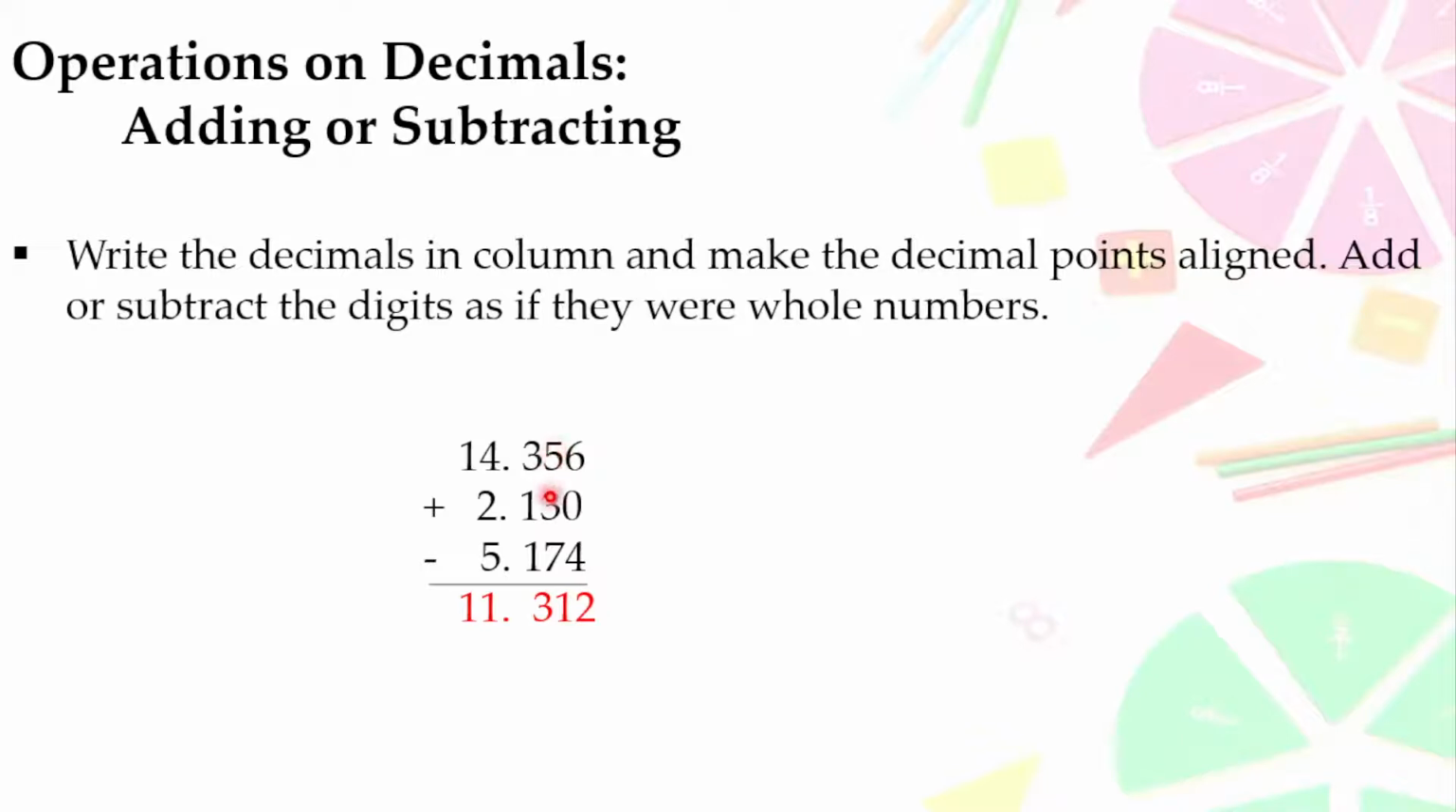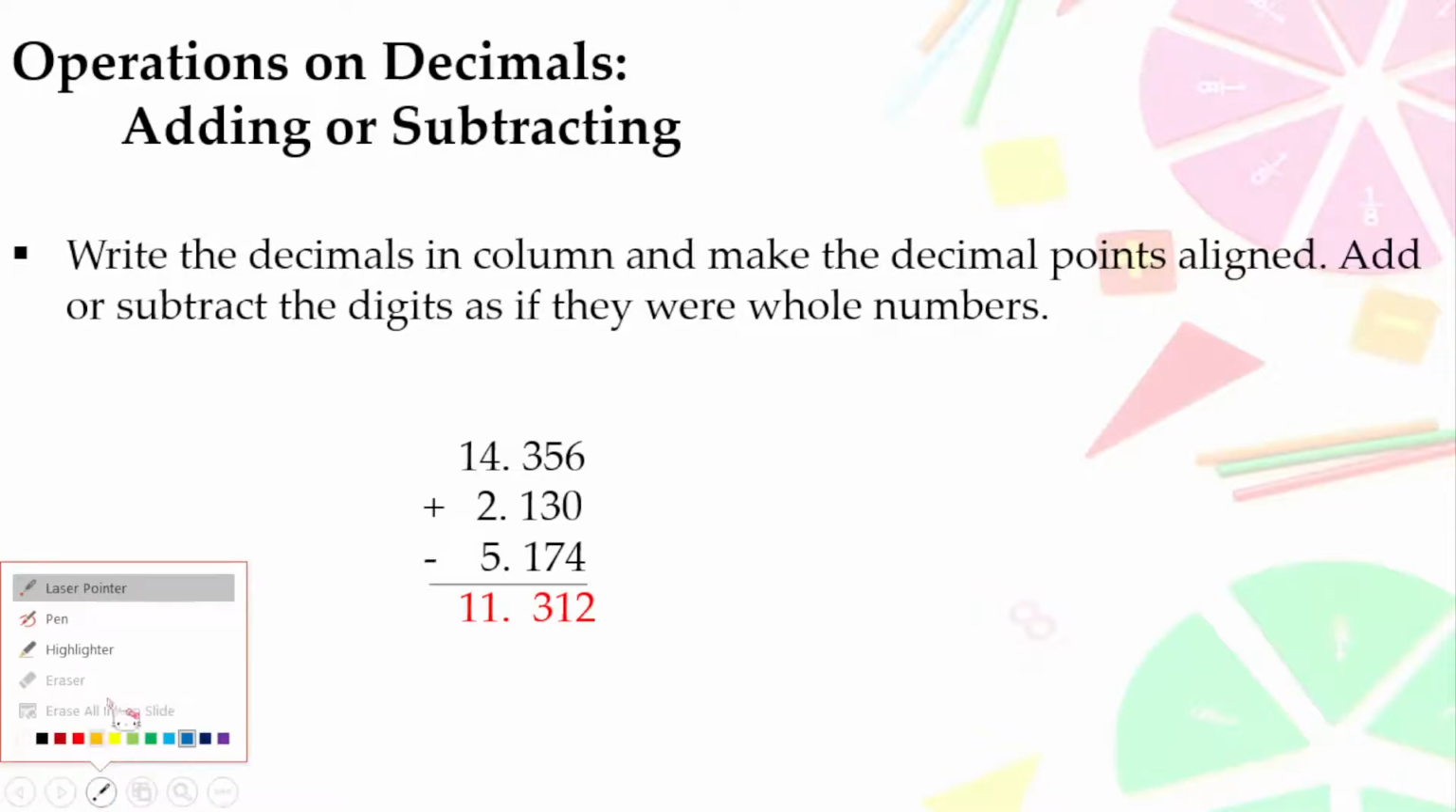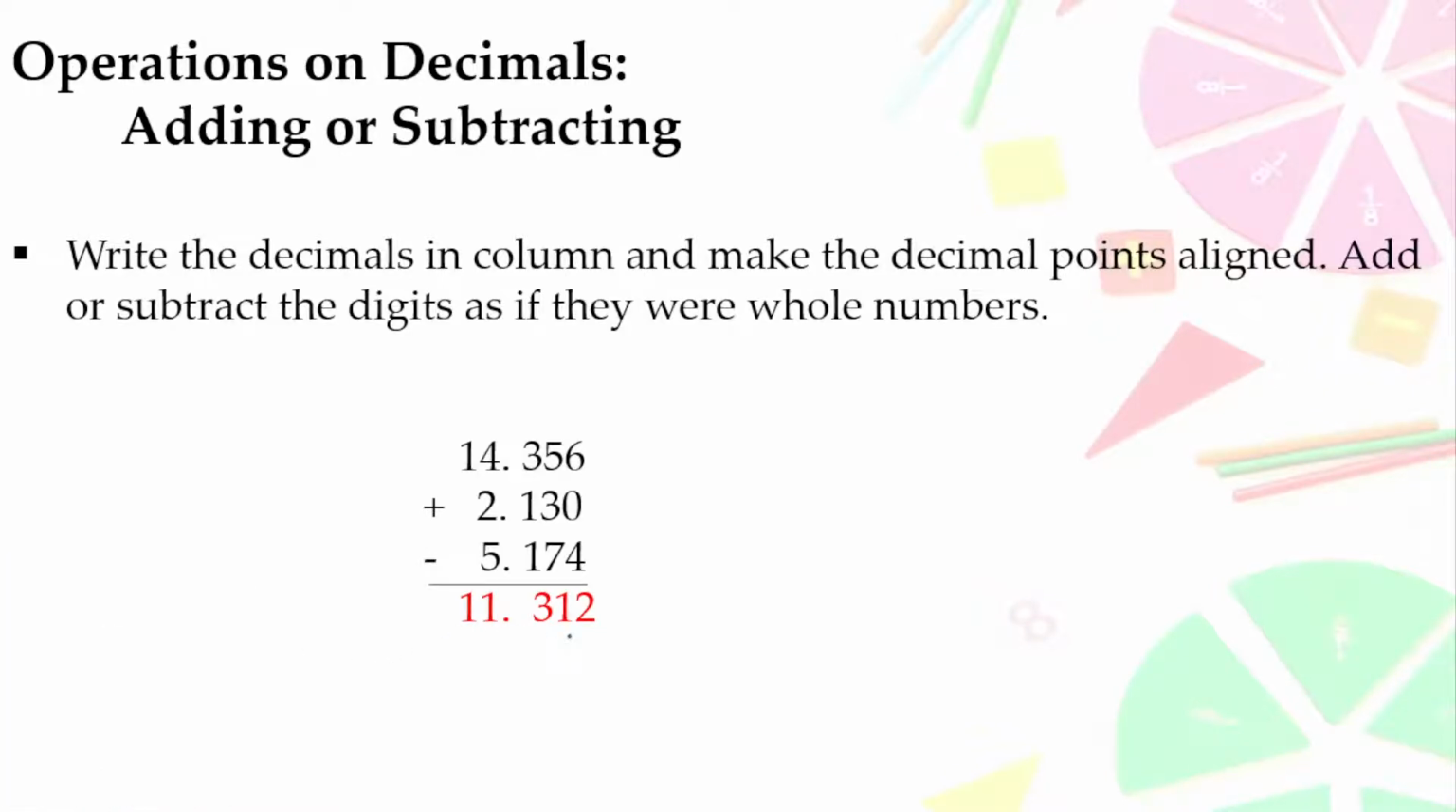Okay, and then 5 plus 3 is 8, minus 7 is 1, 3 plus 1 is 4, minus 1 is 3, and then copy the decimal point, and then 4 plus 2 is 6, minus 5 is 1, and then bring down 1 because wala naman siyang kapantay. Okay, so you will get the answer 11.312 or 11 and 312 thousandths. Okay? Ayan. So, basic lang po ito, ha?